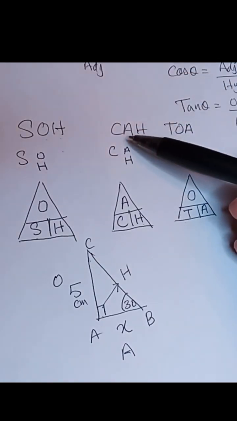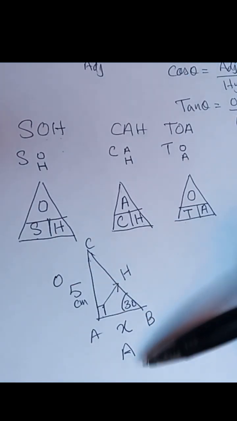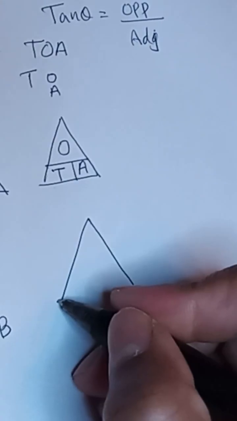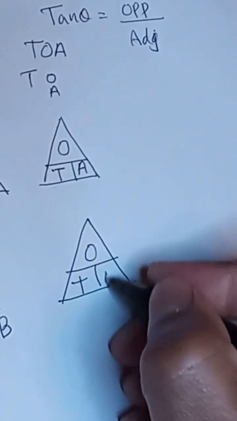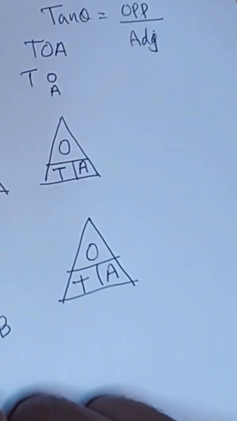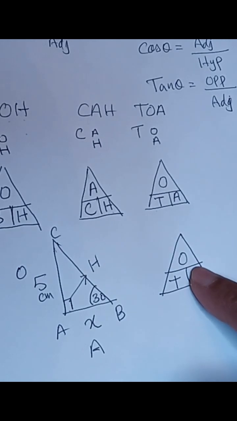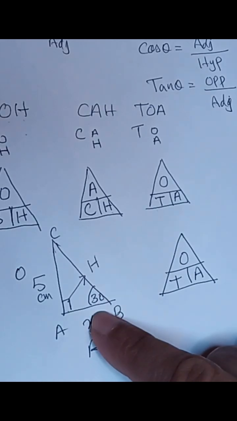Then we have CAH. So we have adjacent and hypotenuse, but we need opposite and adjacent. So the only ratio we need is tan. So we're going to draw a triangle again, TOA. Opposite is given, adjacent we need to find out. So we're looking for adjacent, we're going to put our finger on A. So what is left? We're left with opposite divided by tan theta.